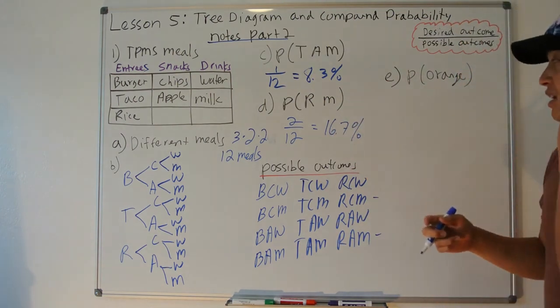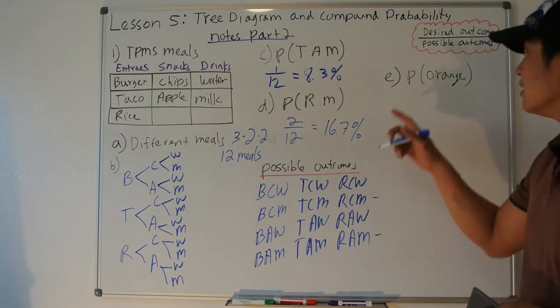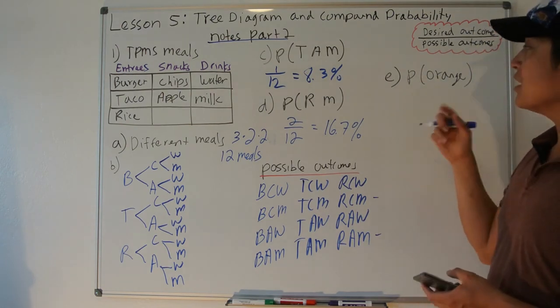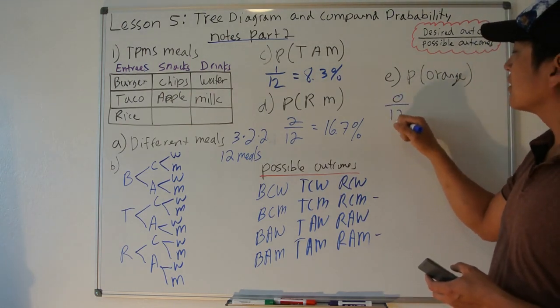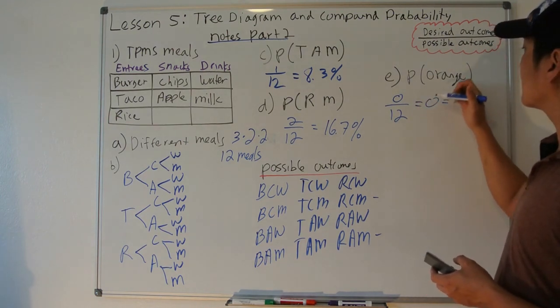Now E. Let's say you wanted an orange for your meal. There is no option for orange, so this one is actually a little tricky. It's 0 out of 12. That's sitting at 0. We're just going to get 0%.